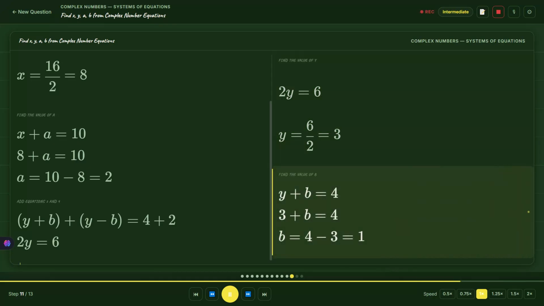Let's put y equals 3 back into equation 2. We get 3 plus b equals 4. So b equals 4 take away 3, which is 1.